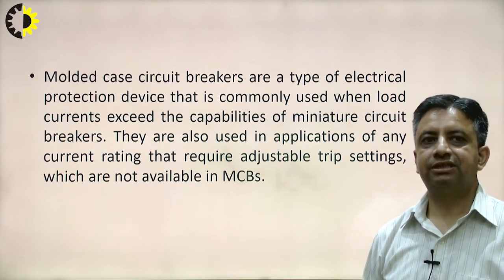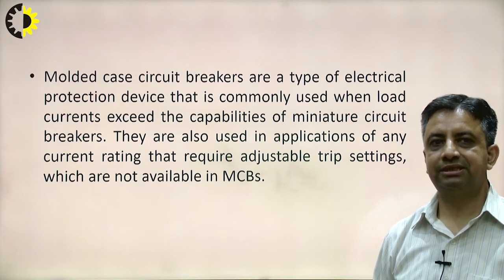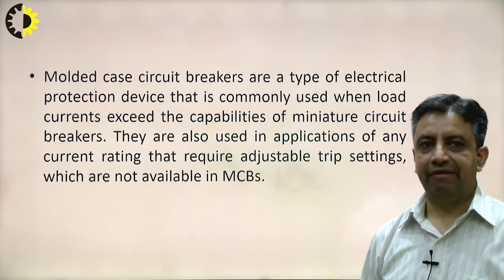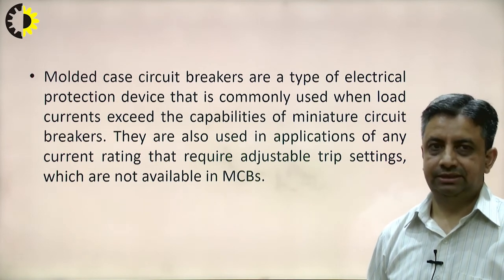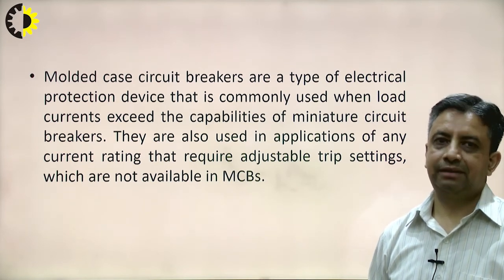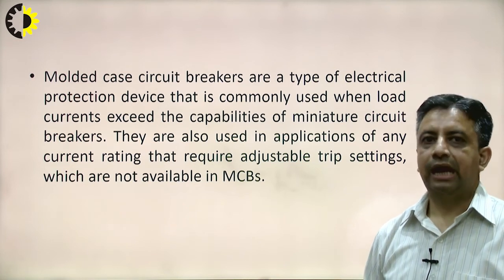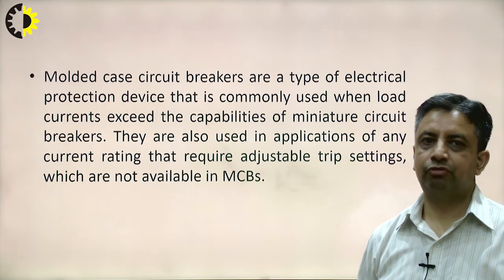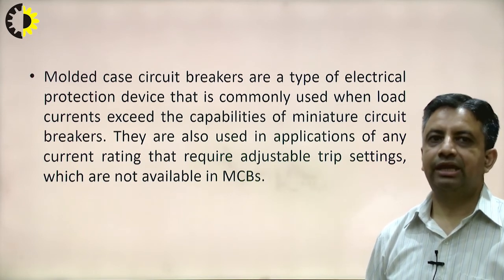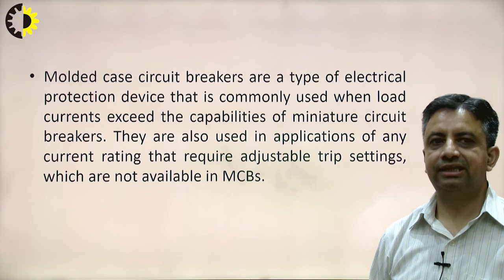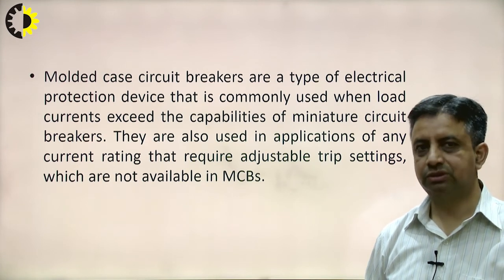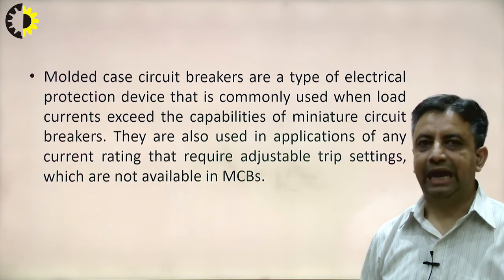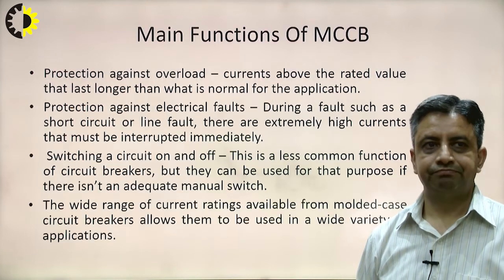So more features present in this particular MCCB: it has an adjustable trip setting, which is not available in the case of MCBs. Adjustable trip setting means, suppose this MCCB is of 200 ampere rating and we want to use it for only 50 ampere. There are different provisions in this MCCB by which we can use the same MCCB for different current ratings. So they are called the adjustable trip ratings.